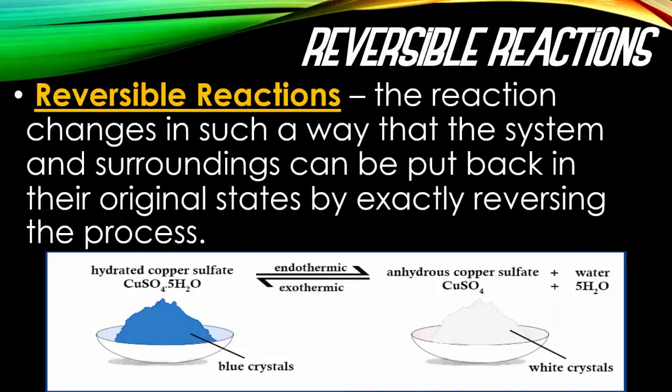So a reversible reaction is any type of chemical change in which the system and surroundings can be put back into their original states by exactly reversing the process. Before, in earlier units, we talked about hydrated ionic compounds. If you take a hydrated ionic compound, for example copper sulfate pentahydrate, which is a blue crystal, and you endothermically add heat to it, which means you're going to be evaporating it, you can remove the water out of the crystal lattice structure, leaving anhydrous copper sulfate. And the opposite can occur. You can add water to the anhydrous copper sulfate, and you'll go back to your original blue crystals. The fact that you can go back and forth with the hydration process means that the reaction is reversible.